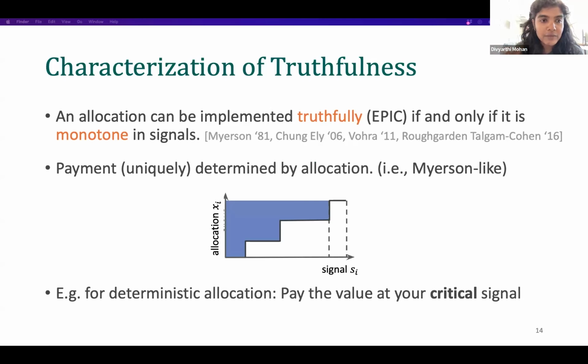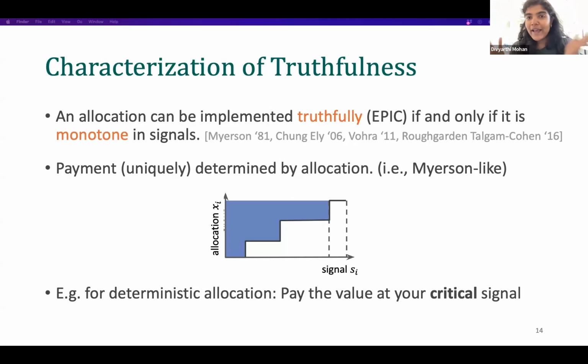But to be super concrete, if you think about a deterministic allocation, that is x_i is either 0 or 1, whether I win the item or don't win the item, the payment for this allocation is going to be exactly equal to the value of the agent at their critical signal. So fix everybody else's signal and look at when, as we increase agent i's signal, they start winning, and at that particular value, that is going to be the payment for this allocation rule. Okay.